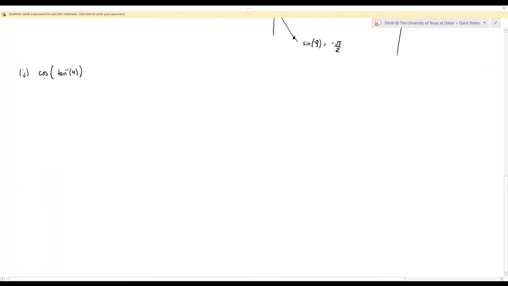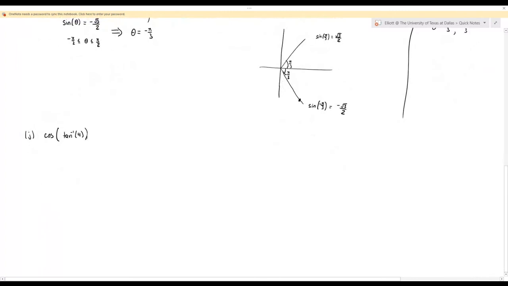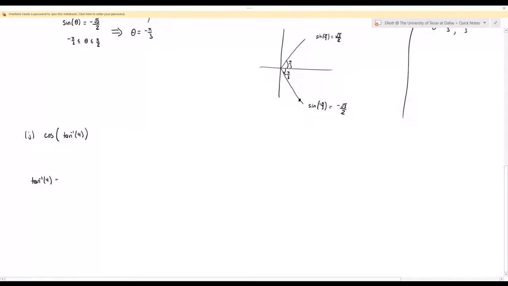So here what I'm going to do, maybe it's kind of similar to the last one, I'm going to just focus on what's on the inside first. On the inside, we have this inverse tangent of 4. Now, inverse tangent of 4 returns an angle theta. And this angle theta satisfies tangent of theta equals 4. I get that by thinking about moving the tangent inverse over.